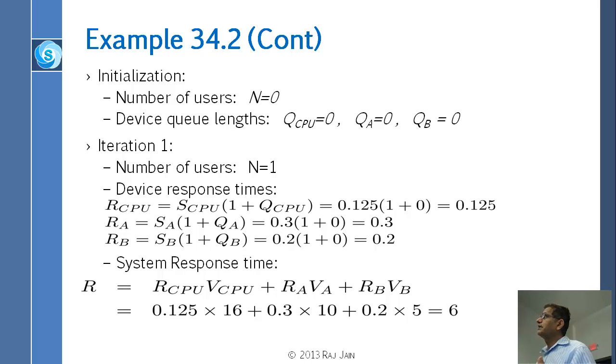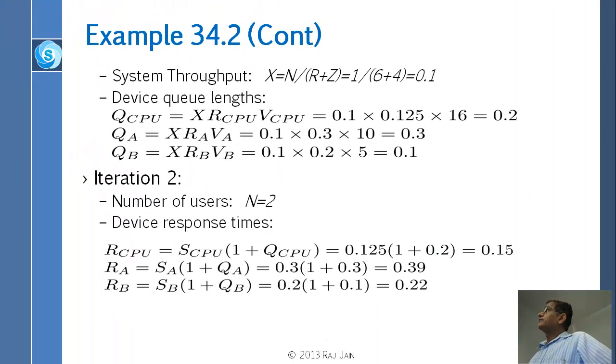Similarly, response time at the disk A would be 0.3. There is no Q, and it gets that. And at the disk B, it will be 0.2. But we have to multiply all this by the number of visits to get the total system response time. So it makes 16 visits to the CPU, 10 visits to the A, and 5 visits to B. So the total is 6 seconds. Even though there is no Q, the first user will take 6 seconds.